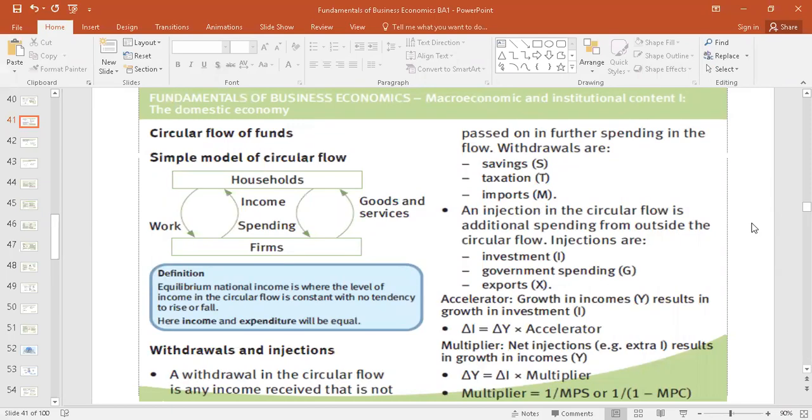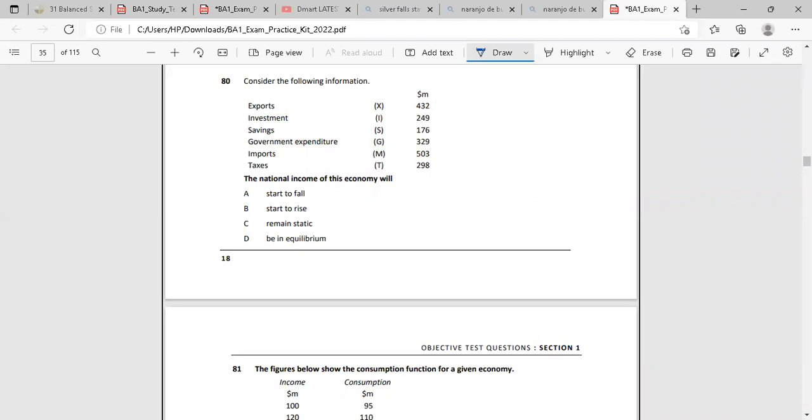See, the income in the economy, if we talk about the circular flow of funds, we see there are certain withdrawals and certain injections. So the items that are given here, we have to categorize them as whether they are withdrawals or injections. So savings, taxation, and imports we have as withdrawals. So let's first identify whether export is a withdrawal or an injection. Injections are investment, government expenditure, and exports. Investment is an additional amount, so it is an injection. Savings is a withdrawal.